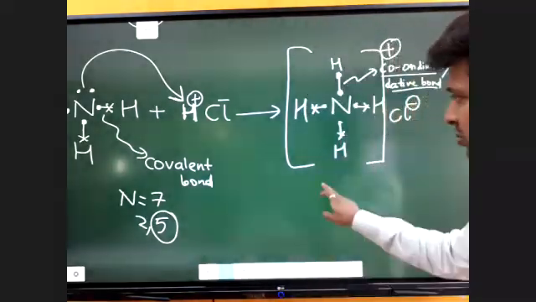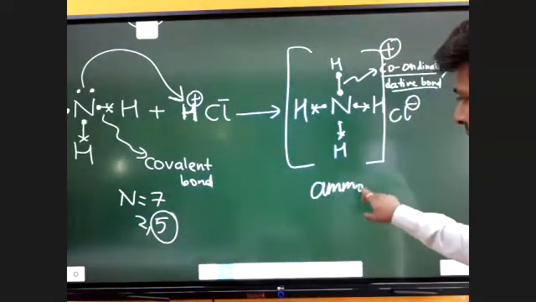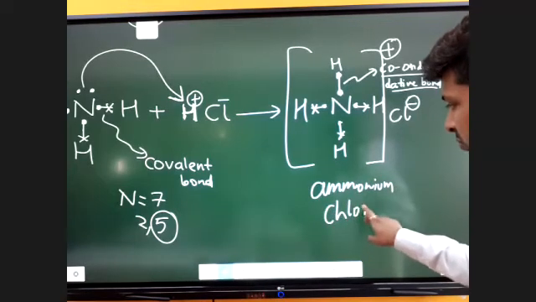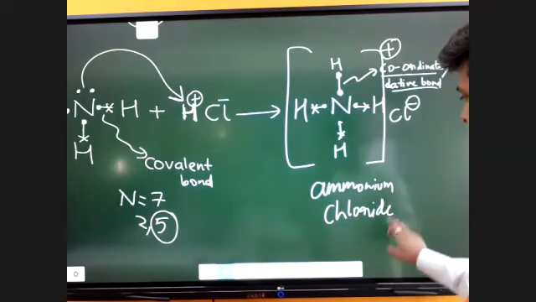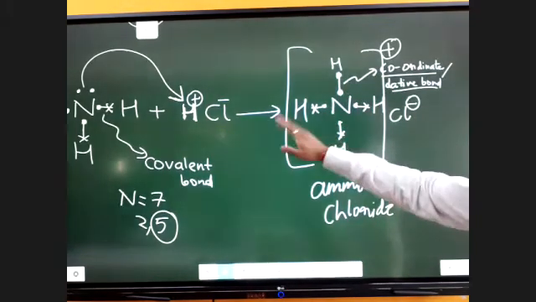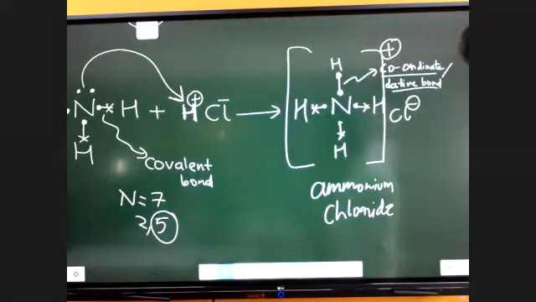So this is what ammonium chloride. It is not called ammonia anymore. It will become ammonium chloride, and the bond formed, this bond, is coordinate. The remaining were covalent and are covalent.